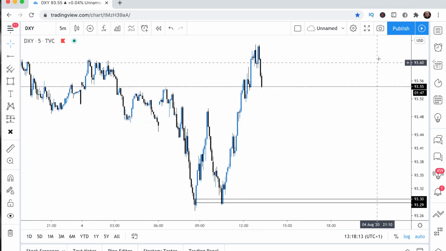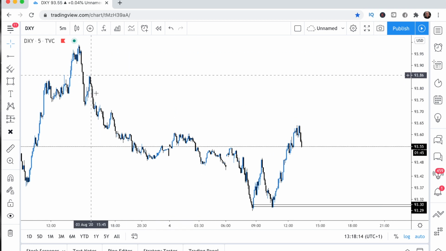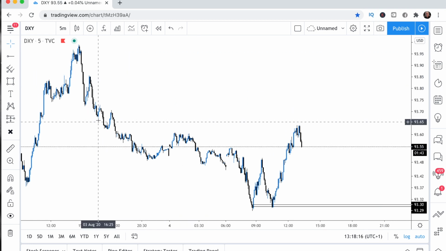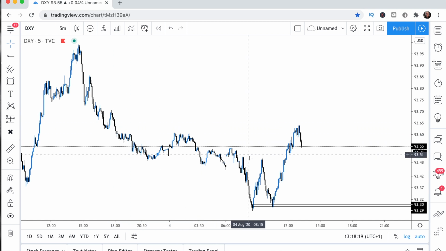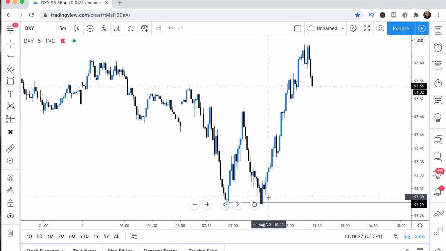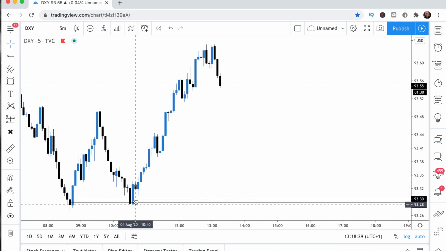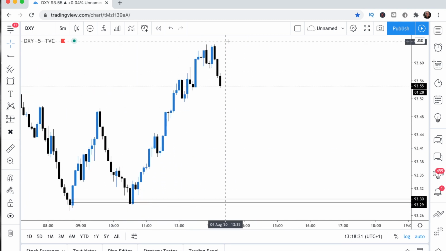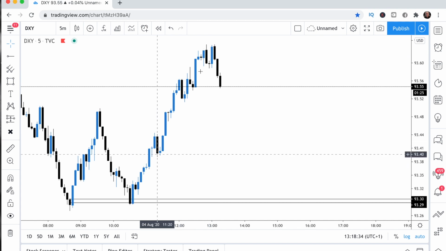So check this out. Price on the DXY was making lower lows, lower highs. Lower low, lower high, lower low, lower high, and so on and so forth. And another lower low, lower high, another massive lower low, and then a lower high, right? And then what's price done now? Price produced a higher low, as you can see, and now it's pushing up, so it's now factored in a higher high.